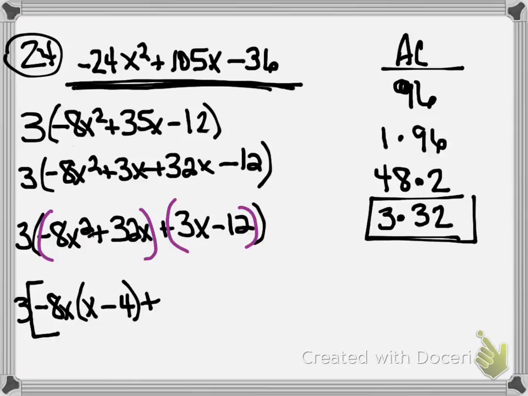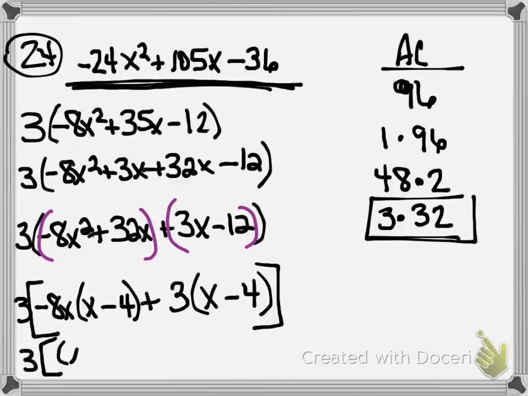And then the second group, I'm going to take out a 3. So the 3 comes out and leaves me with x minus 4. Now you see I have a common factor. So the x minus 4 is going to have to come out, leaving me with negative 8x plus 3 inside. So that's 2 methods: the AC method, or you can use FOIL in reverse, or your double distributive in reverse, and check all of your possibilities.